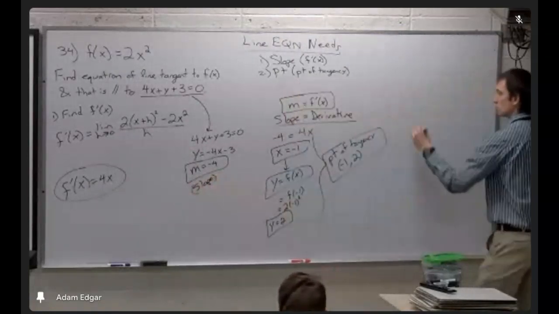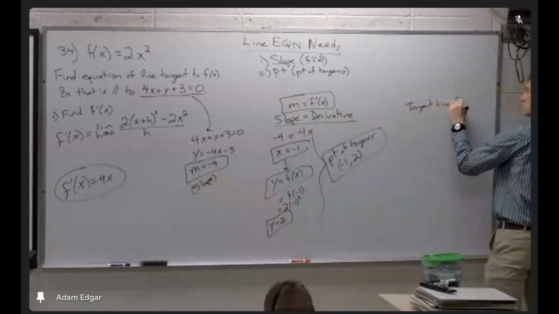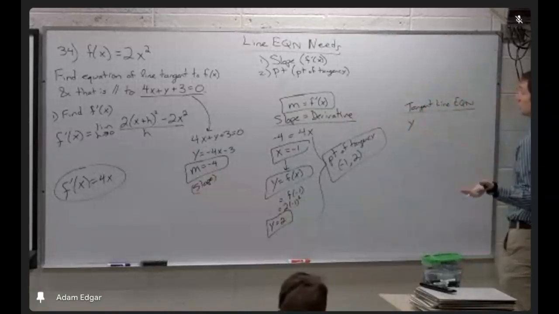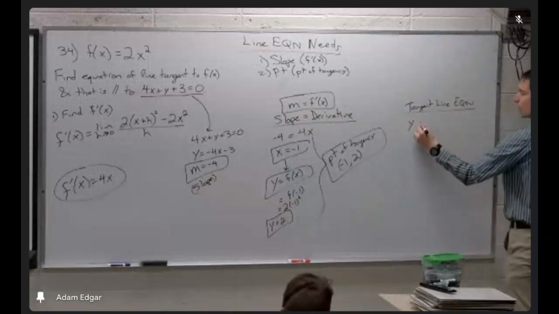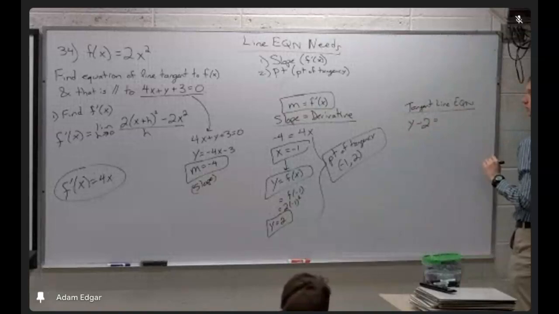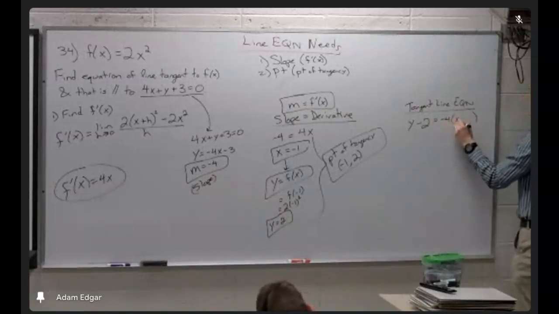So here's your tangent line, the equation over here. Again, I'm just going to use point slope form because I think it's the easiest thing to do. So y minus 2 equals -4, the slope, times the quantity x plus 1.